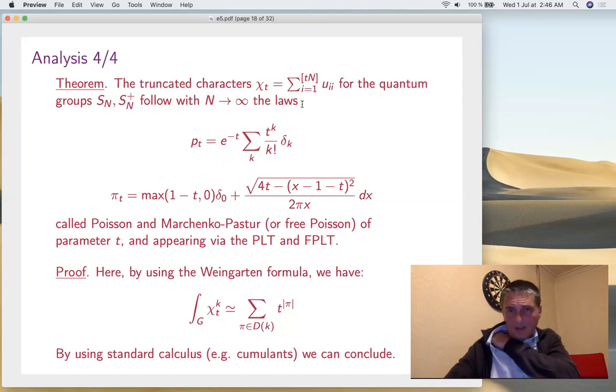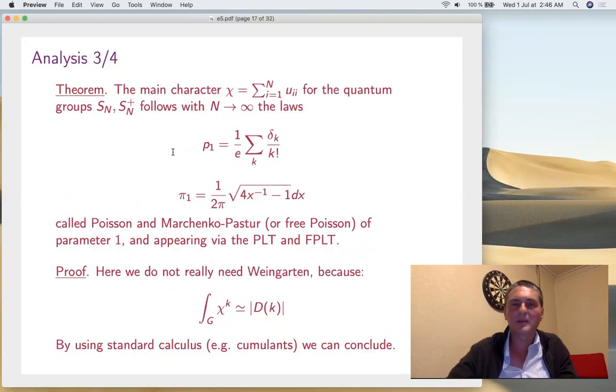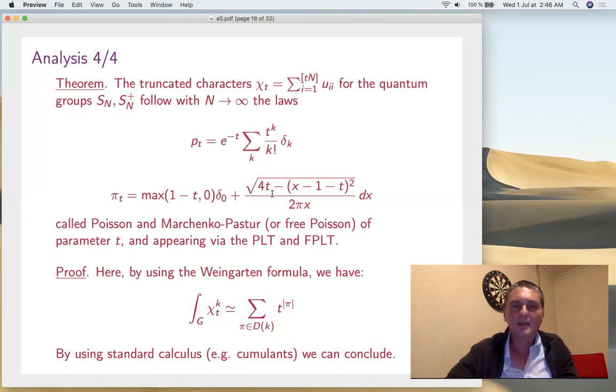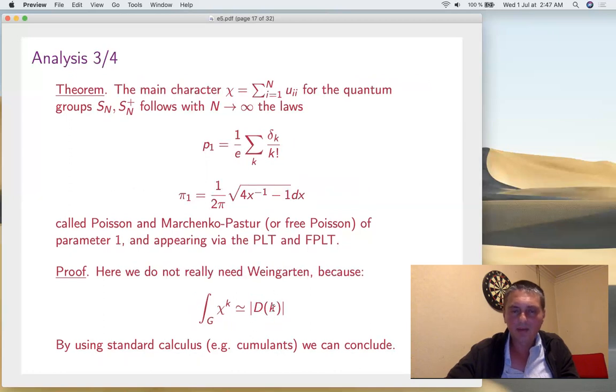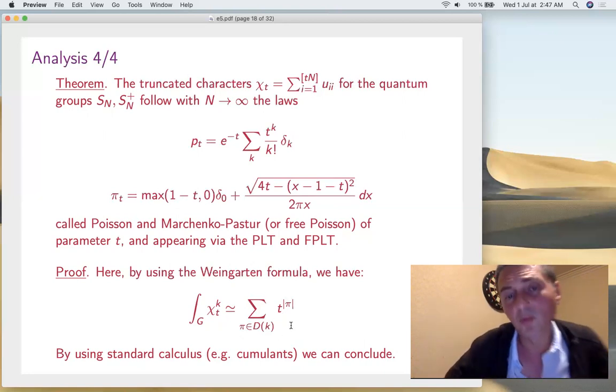Here the Peter-Weyl trick doesn't work. This is not a character, so you have to use the Weingarten formula in order to integrate the powers. That formula over here. So you get some sums, and you approximate when n goes to infinity, and you get this thing here. With respect to the previous slide, there it was just the number of elements of the partition. Here, each element contributes t to the power of the number of blocks. You see, when t is 1, you get the same thing. Once again, standard probability will get this.